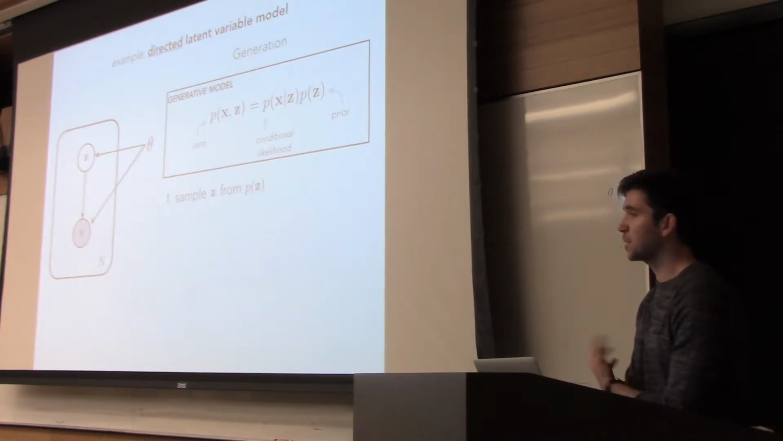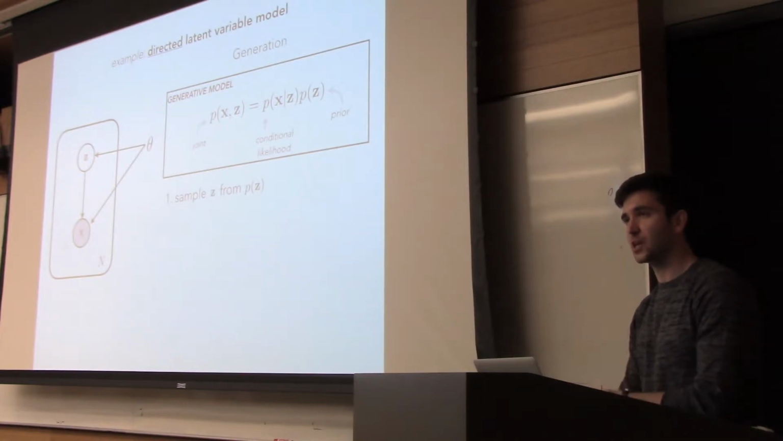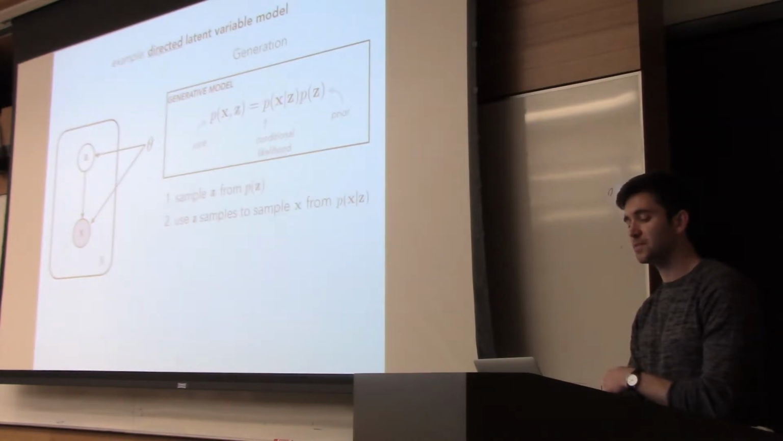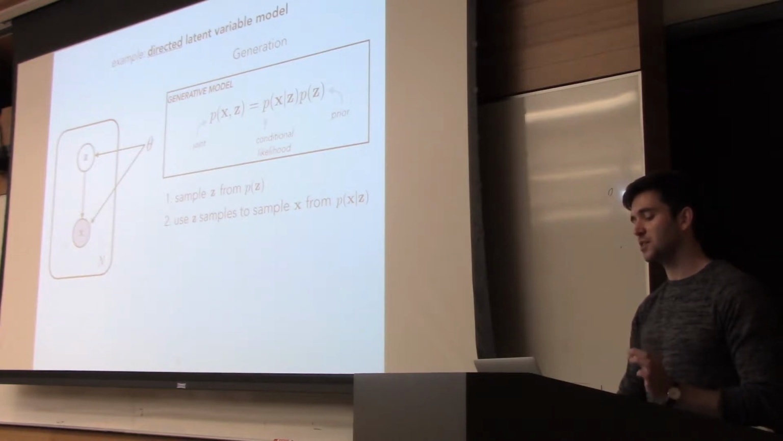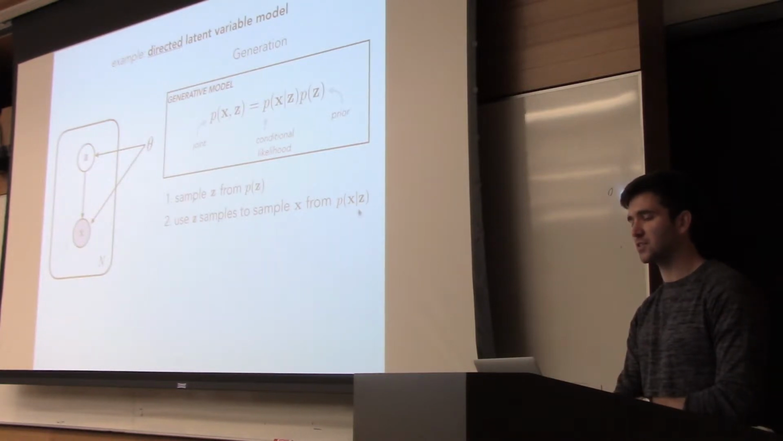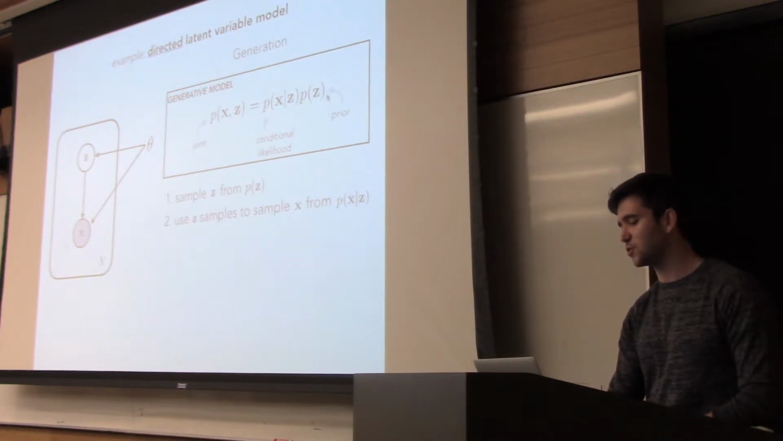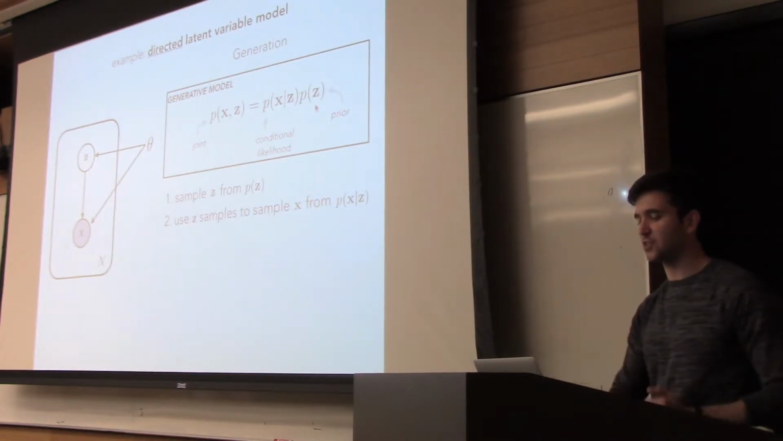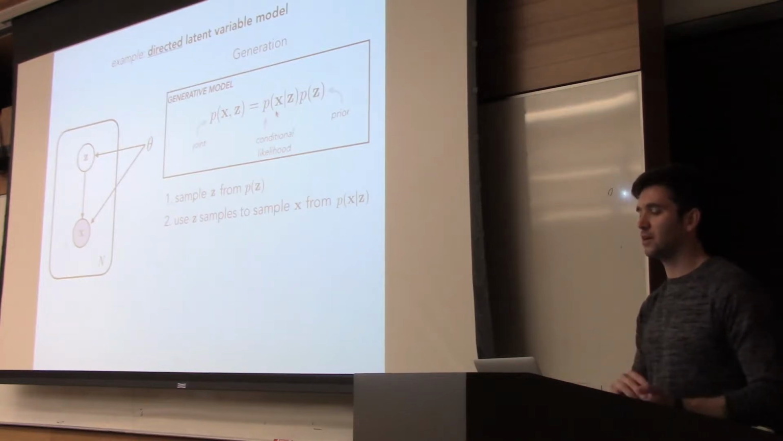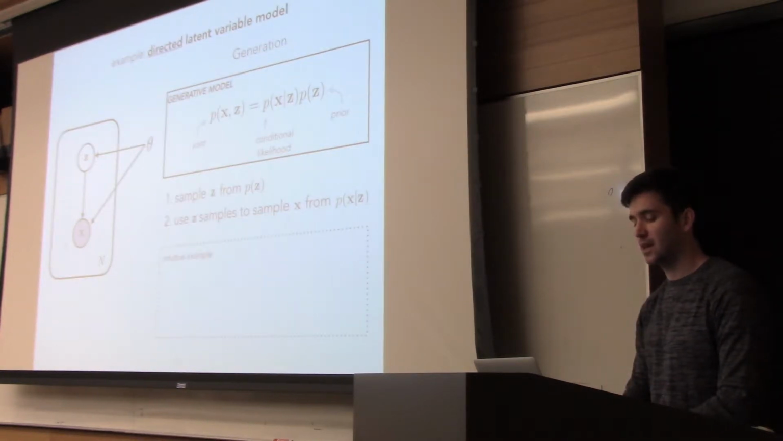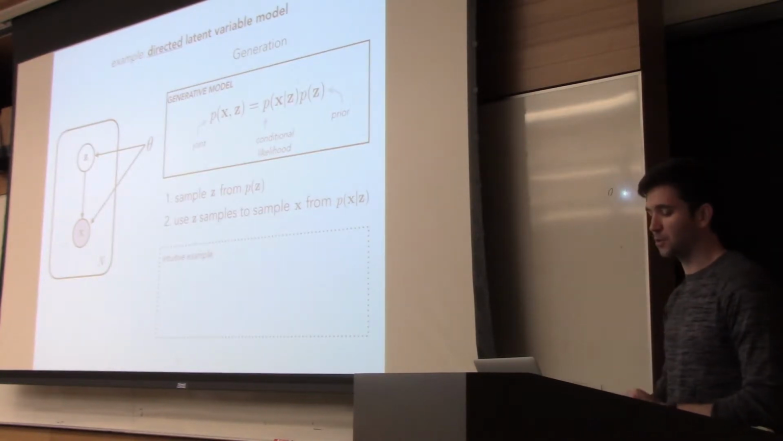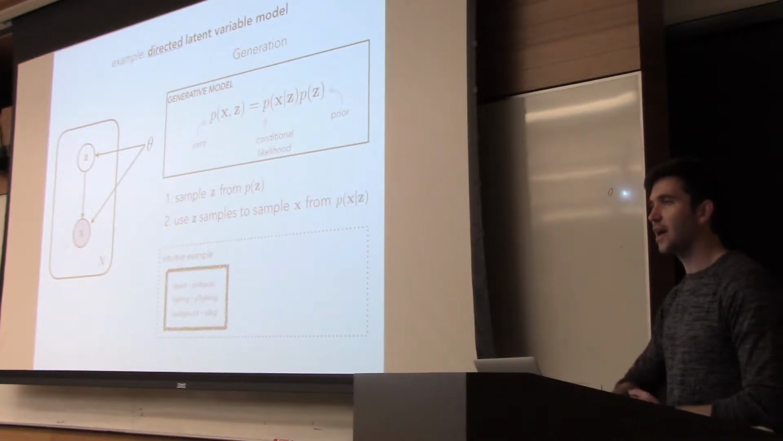So in order to sample from this model, we would first sample z from p of z, and then use these samples of z to sample x from p of x given z. And this is called ancestral sampling, just based on you sample z and then those are the ancestors that go on to sample x.